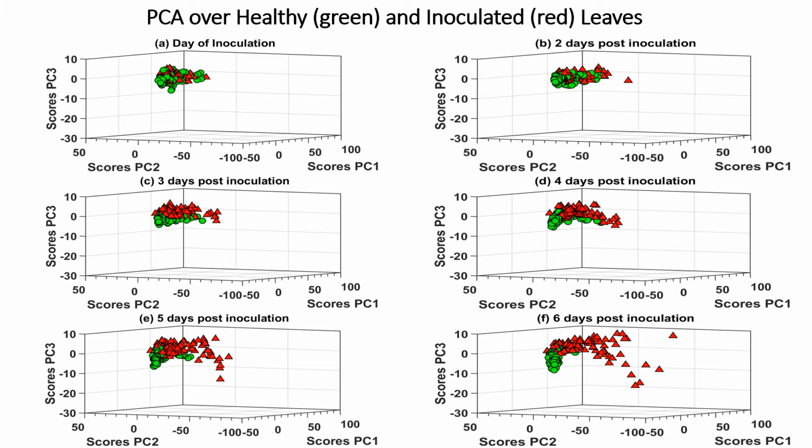Because the previous figures were representing 501 variables or wavelengths, we applied a principal component analysis, and we determined that the first three principal components were conserving most of the variance of the data. Also, here we can see again that 3 days post inoculation, the data start to group, to mark trends between the healthy and the infected leaves.